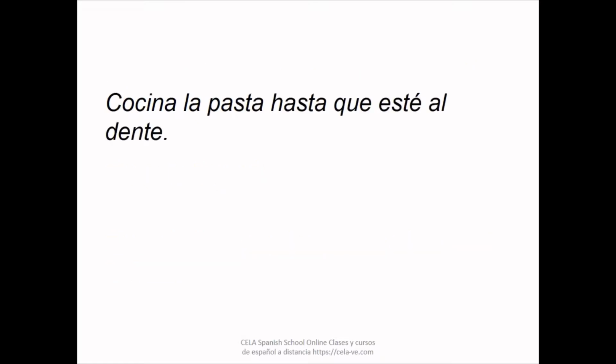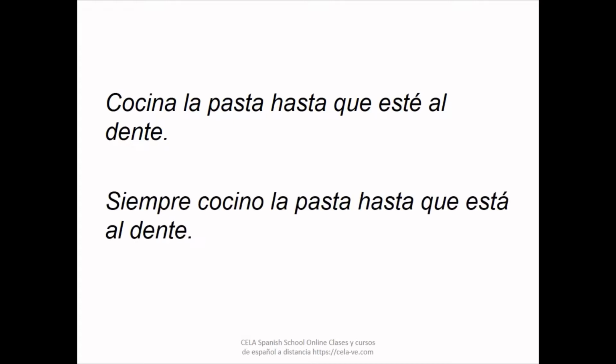A similar use of the subjunctive for expected actions in the future is with expressions such as hasta que, en cuanto, apenas, tan pronto como, etc. For example, cocina la pasta hasta que esté al dente. The expected action is estar al dente. If I talk about a current habit, I use the indicative. Siempre cocino la pasta hasta que está al dente.